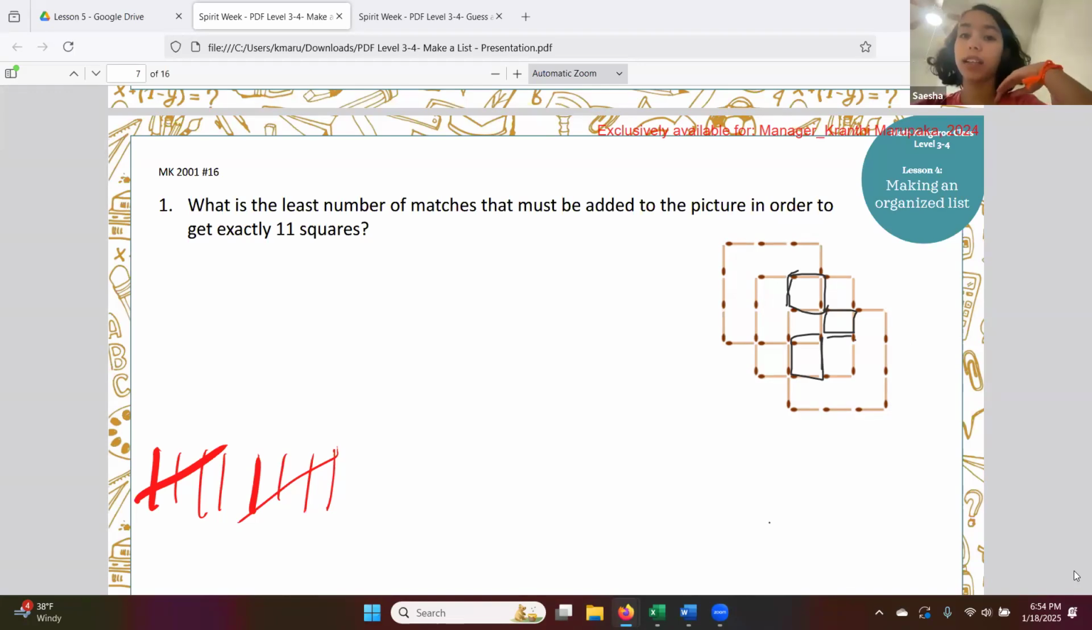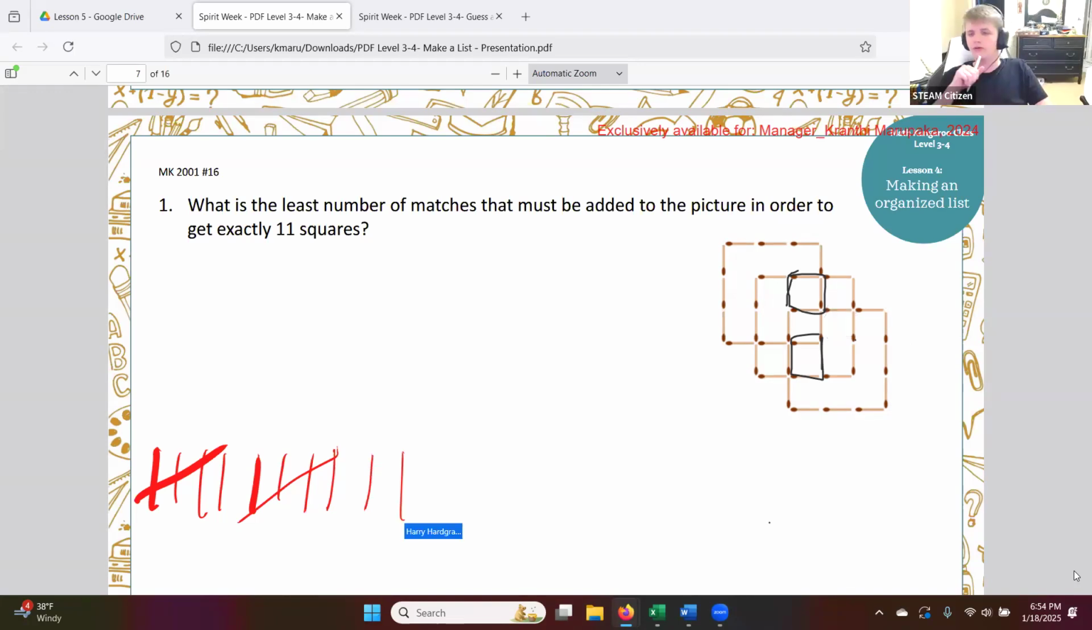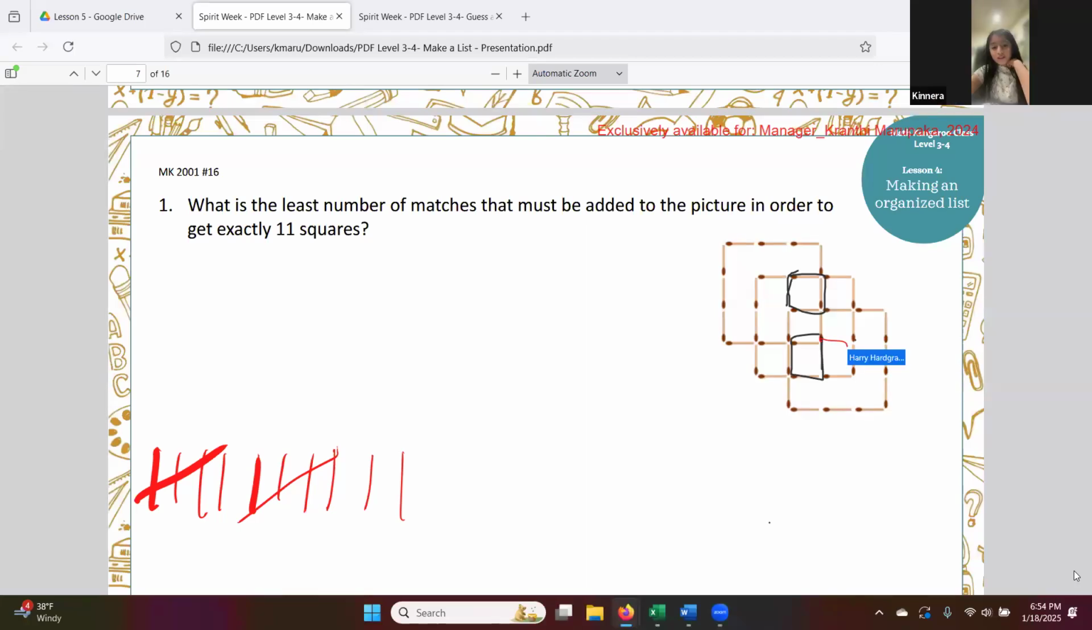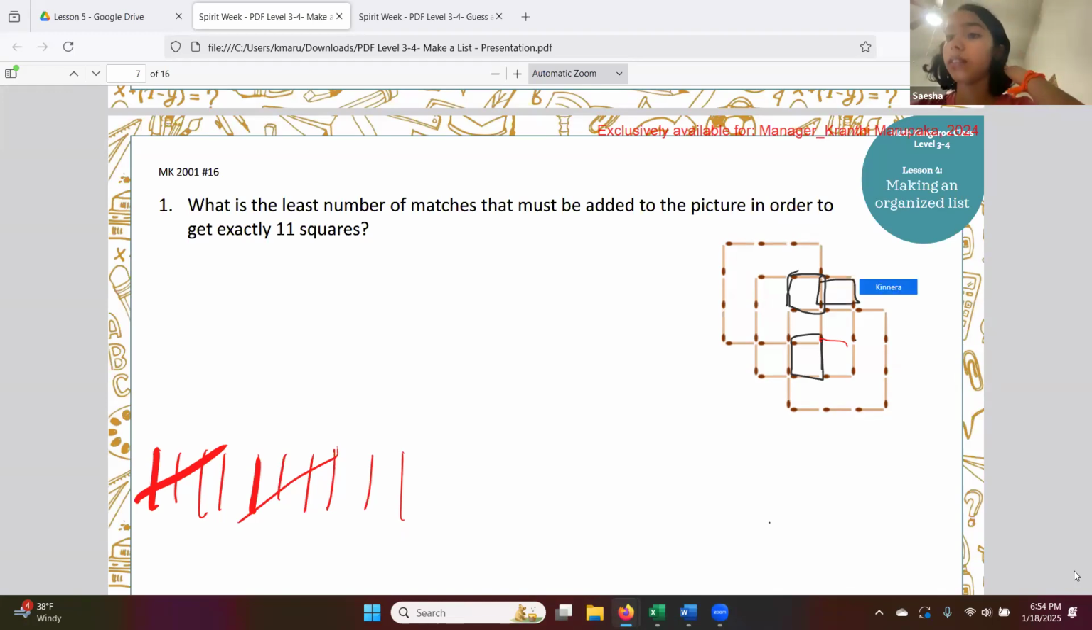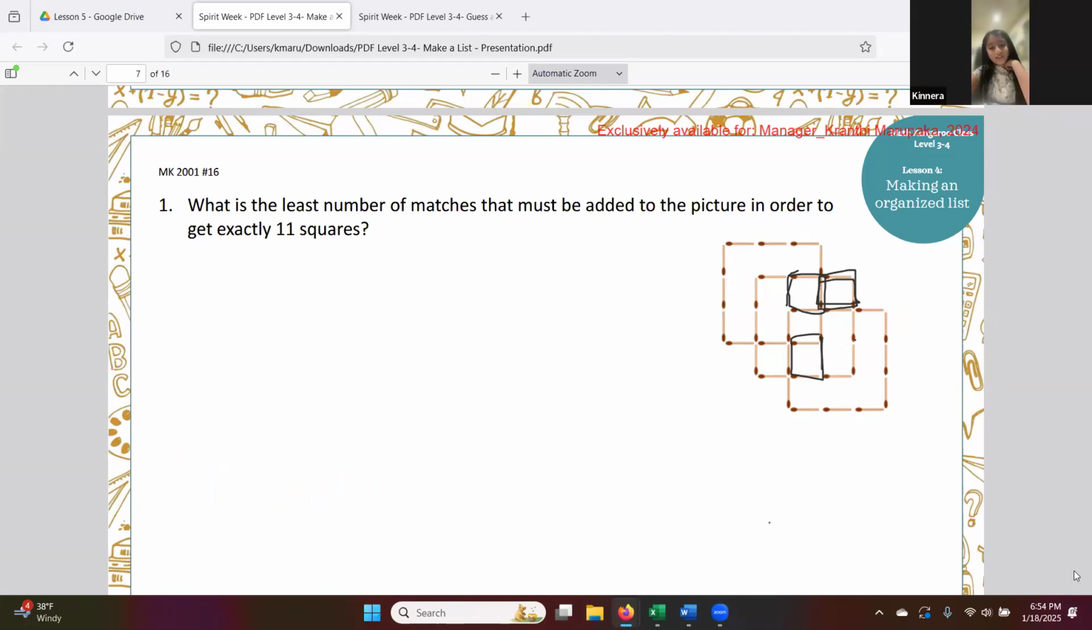Remember that we want exactly 11 squares. So now we're at 12. If you put one here, but all the line is already drawn. Well, maybe try looking for other places where you could make more squares. This is already a square.